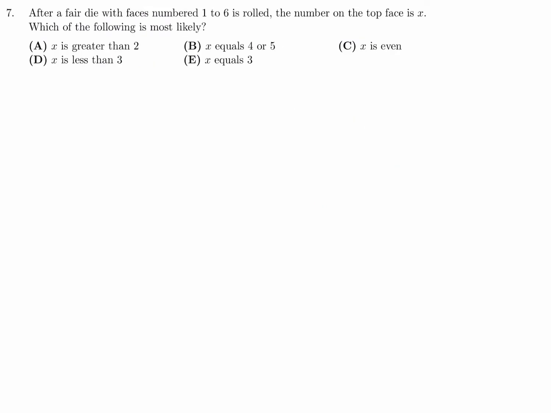A fair die with faces numbered 1 through 6 is rolled. The number on the top face is X. Which of the following is most likely? So we have 1, 2, 3, 4, 5, and 6. We have those numbers. Let's go through each of these one at a time. A, greater than 2. Well, there's 4 numbers greater than 2, so that probability is 4 out of 6.